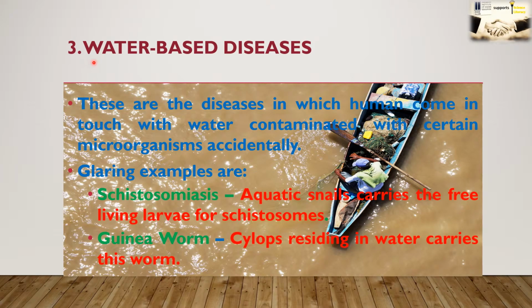Now we are going to discuss water-based diseases. These are the diseases in which humans come in touch with water contaminated with certain microorganisms accidentally. Glaring examples are schistosomiasis, where aquatic snails carry the free-living larva of the disease-causing organisms, and Guinea worm, which is carried by Cyclops residing in water.